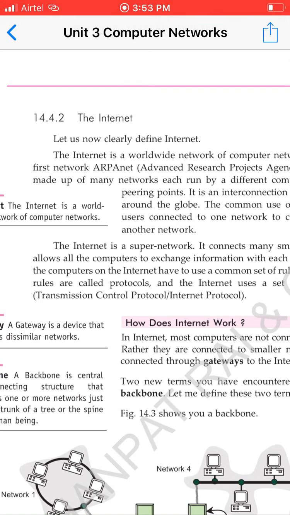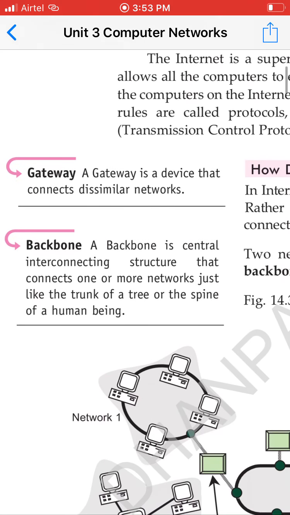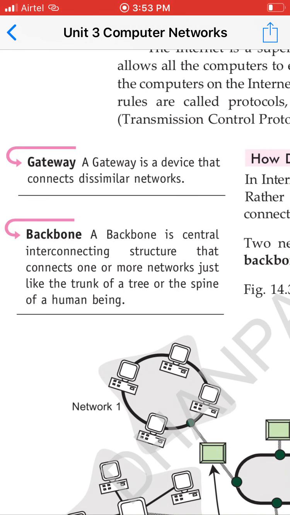The internet is a network of networks. It is a worldwide network of computer networks. There are various types of networks which are joined together to make a big, worldwide network, which is called the internet. It is also called a super network. How does the internet work? It has two things. One is the gateway and one is the backbone.